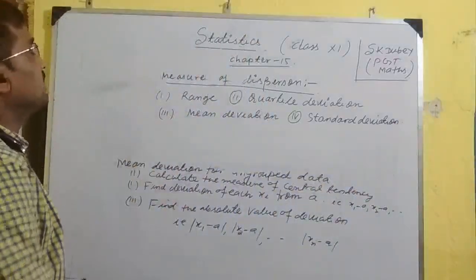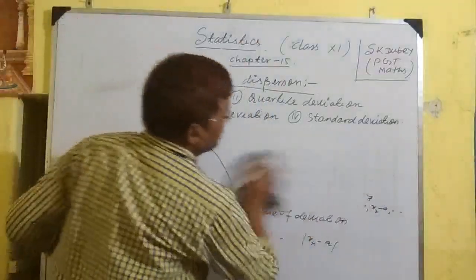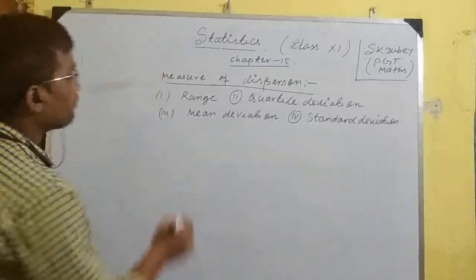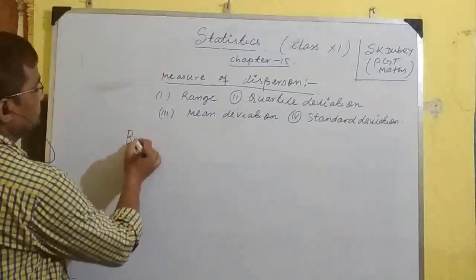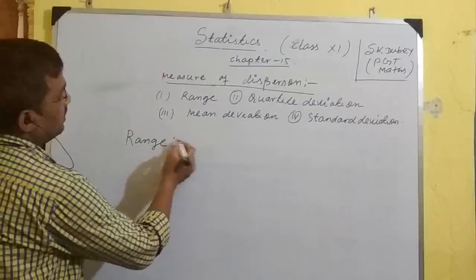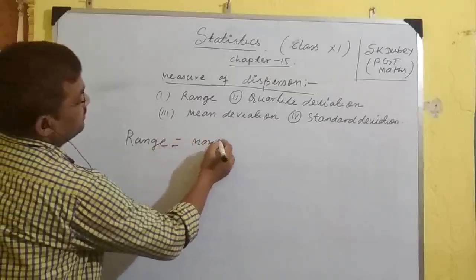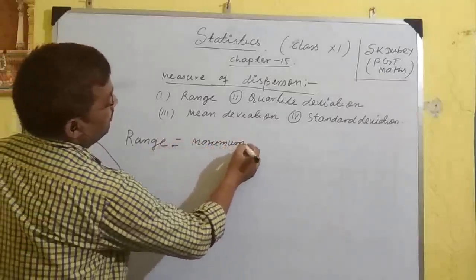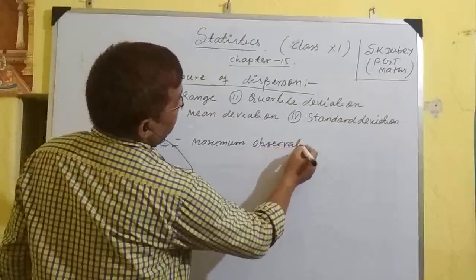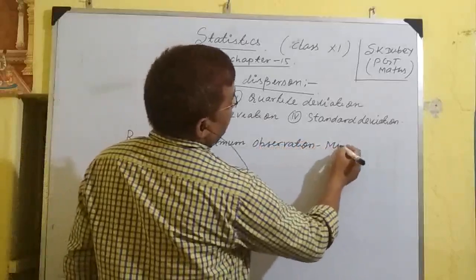How is range defined? Range of any observation is maximum observation minus minimum observation.